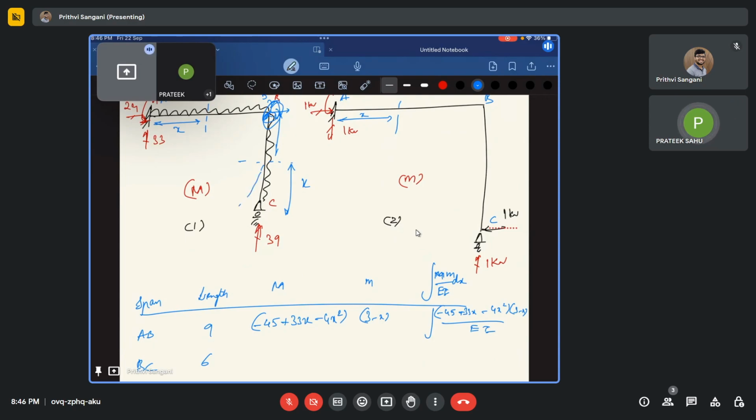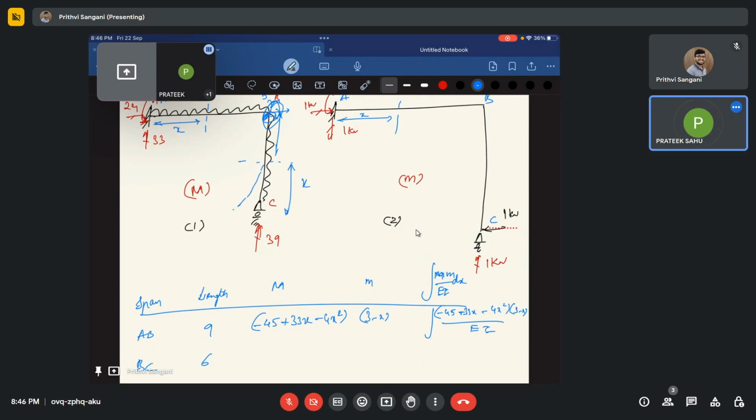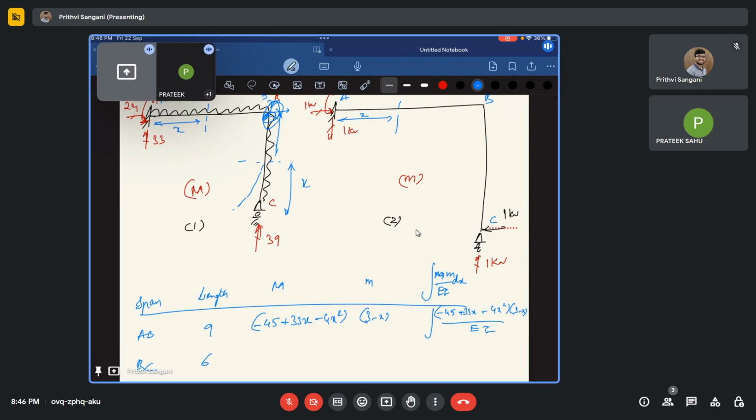So sir, this is going to bend like this, 4x square by 2. But see, I told you, this is going to bend like this. So let us assume this to be hogging. Okay. Yes sir. So that is minus 2x square.